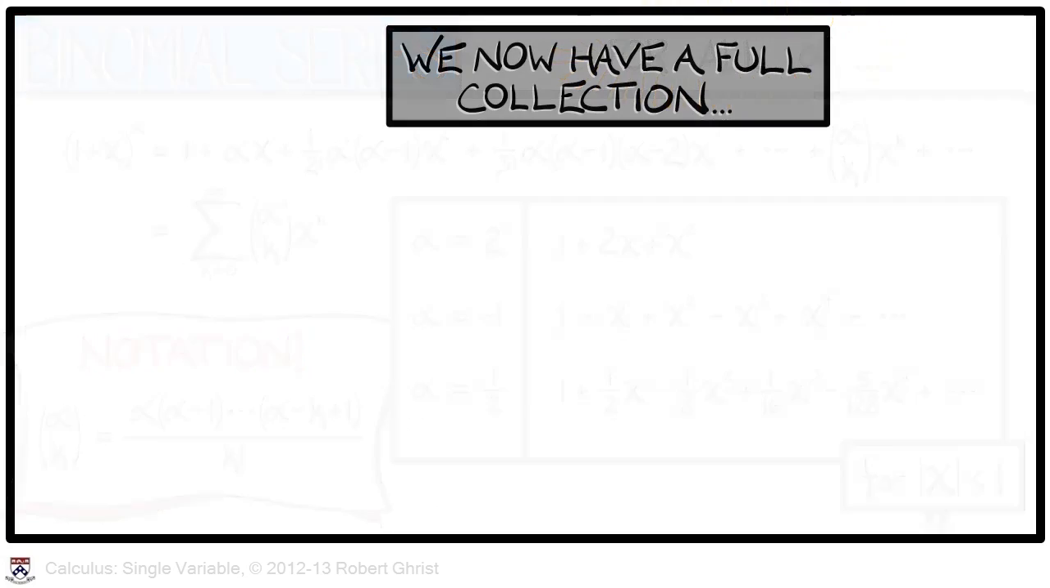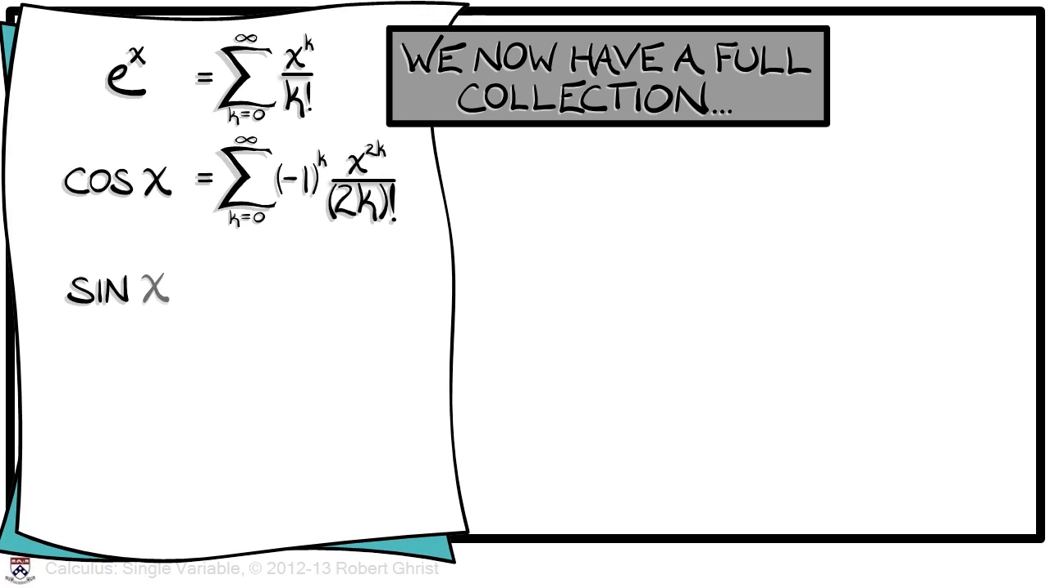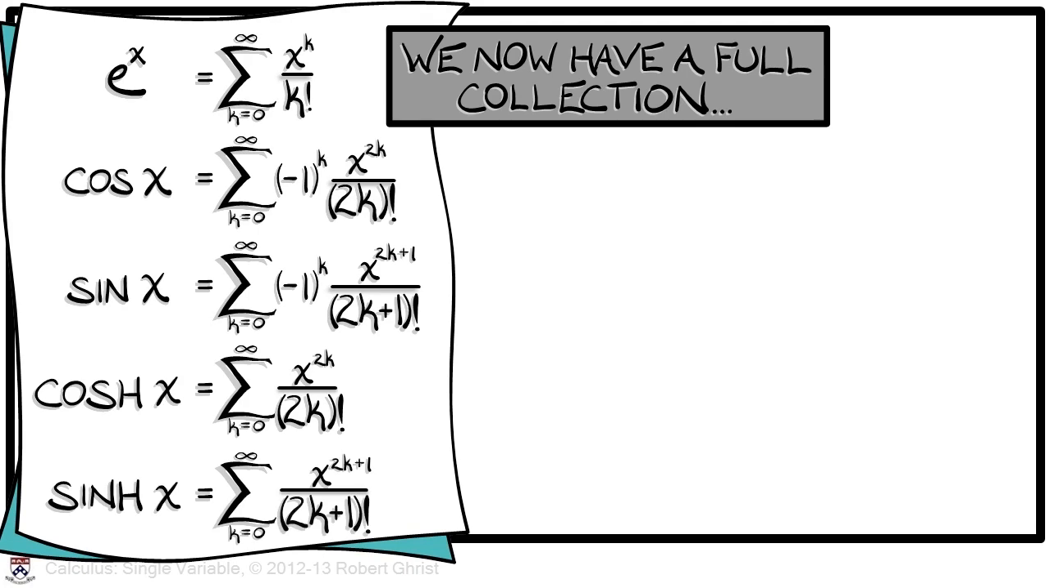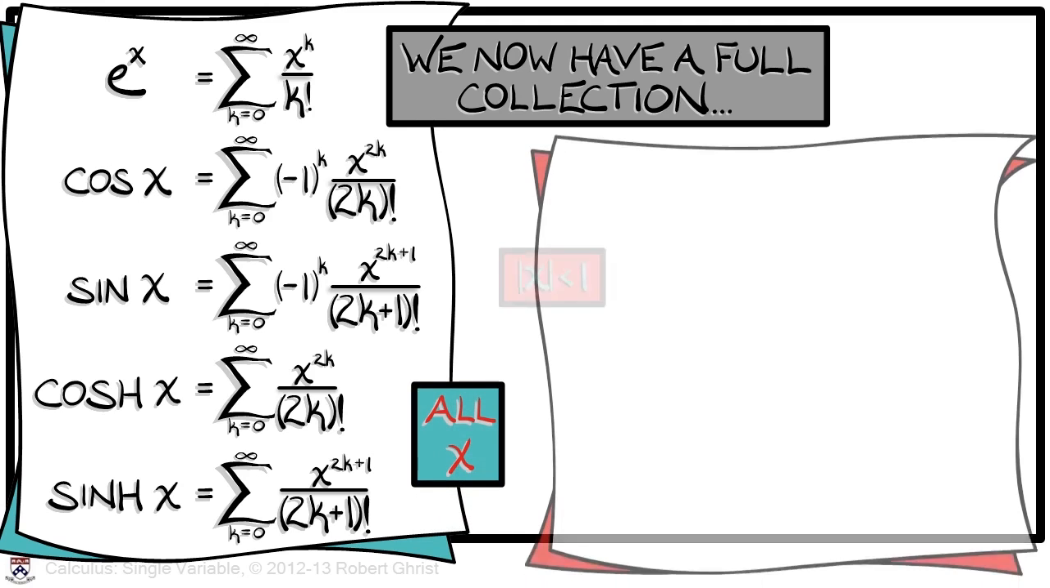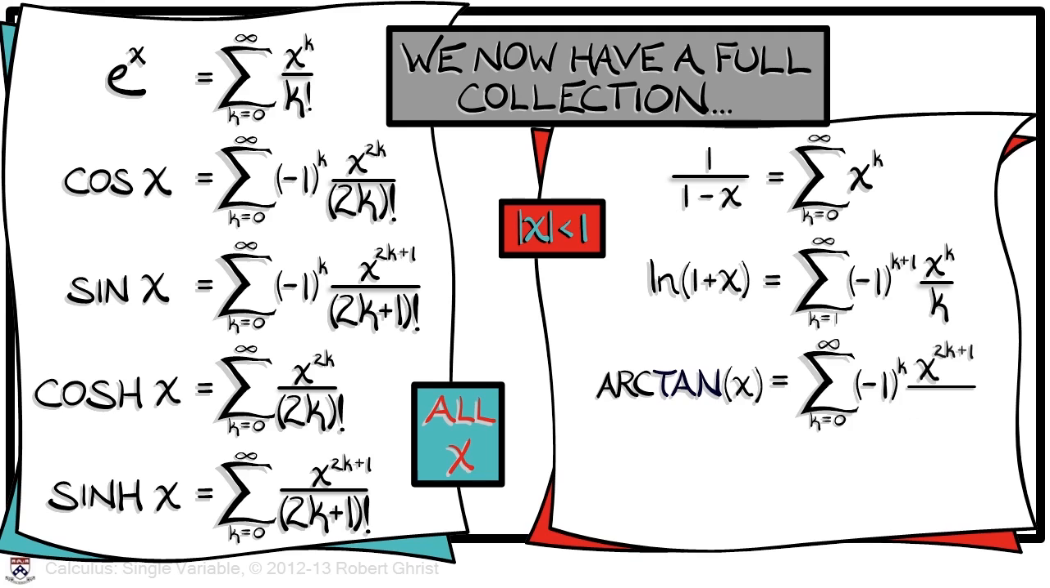We now have a full collection of Taylor series. Many of these have domains of convergence that are infinite: e to the x, cosine and sine, and cosh and sinh. These are the nicest Taylor series that you're going to run into in this course. However, from this lesson, we have another collection of Taylor series that are guaranteed to converge only when x is less than 1 in absolute value.